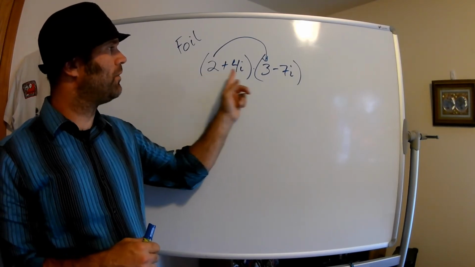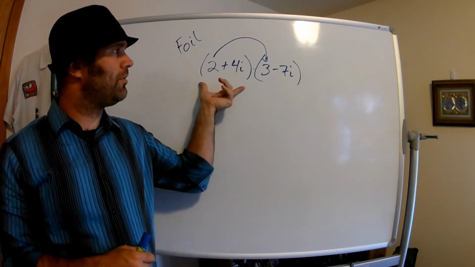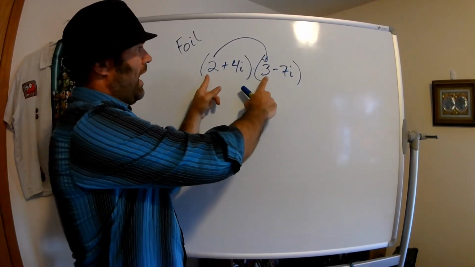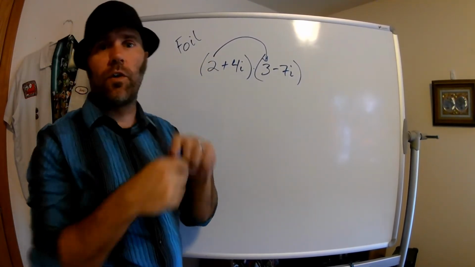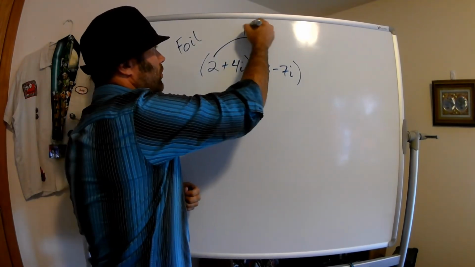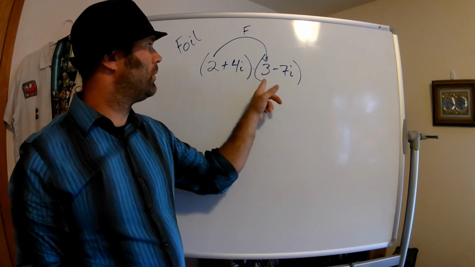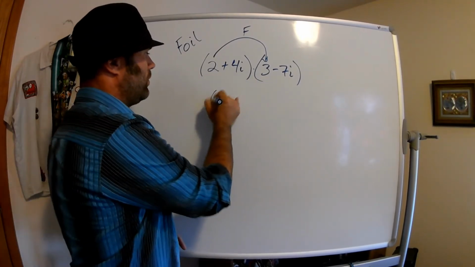So we're going to take the first term in the first parentheses and the first term in the second parentheses. That's where the F comes from in FOIL. First. So the first two terms, 2 and 3. 2 times 3 is 6. We're just multiplying them together.